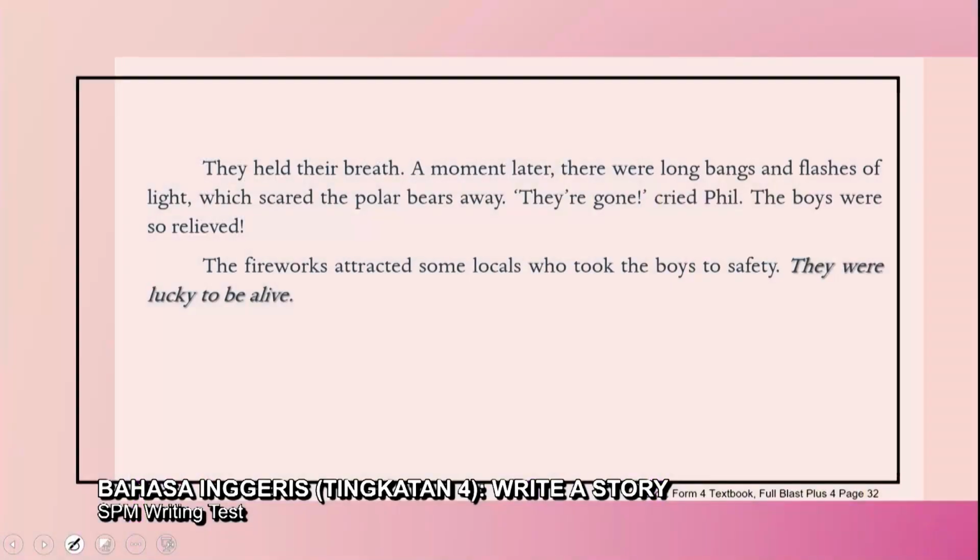They held their breath. A moment later, there were long bangs and flashes of light, which scared the polar bears away. "They are gone!" cried Phil. The boys were so relieved. The fireworks attracted some locals who took the boys to safety. They were lucky to be alive.